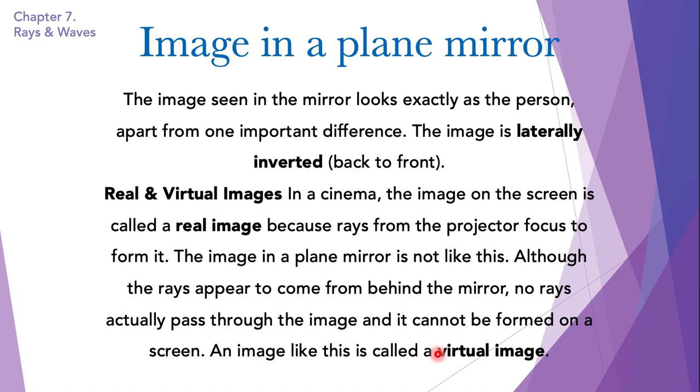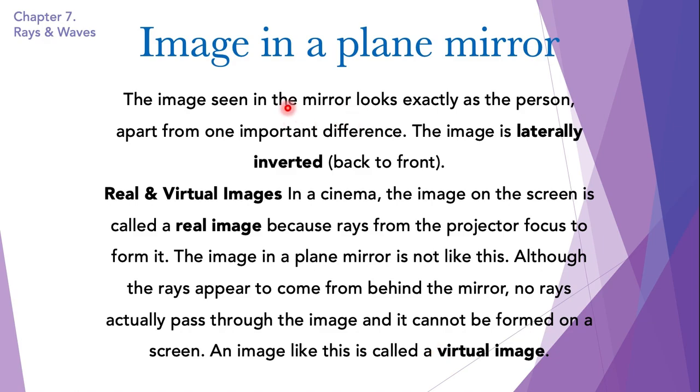The difference between a real image and a virtual image is that a real image is formed by the actual intersection of light rays, whereas a virtual image is formed by the imaginary intersection of light rays. So a real image can be formed on a screen, but a virtual image can only be seen in a mirror. So when the intersection of light rays actually happens, a real image is formed. But if it is only an imaginary intersection of light rays, then a virtual image is formed. We might look into more details about this in the upcoming topics of this chapter as well.